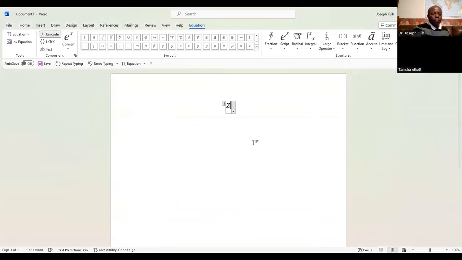So Z equals X bar minus the mean, divided by the standard deviation. Standard deviation is somewhere here. Oh, I'm going to make a mistake. I'm going to put this first. Standard deviation is this right here, by the square root of n.